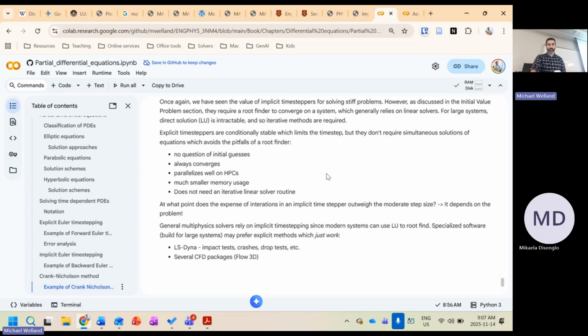Okay, iterative linear solver routine. The magic is, when is the magic point between an explicit and an implicit? Unfortunately, I don't have a hard and fast answer. In my personal experience, as soon as you're doing multiphysics, you may as well do an implicit time stepper and just bite the bullet.